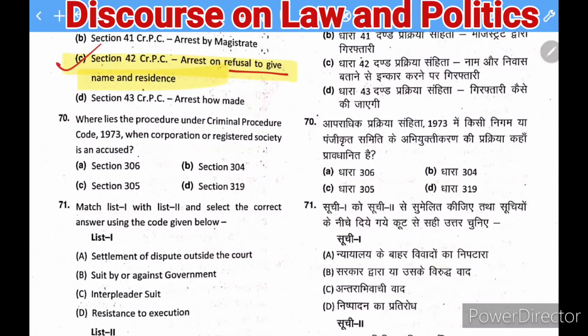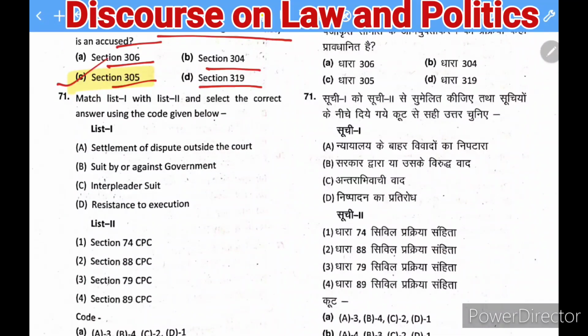Now moving to the next question. Where lies the procedure under the CrPC when a corporation or registered society is an accused? The options given here are section 306, section 304, section 319 and section 305. So which is the right answer here? The right answer of this question is C, section 305.